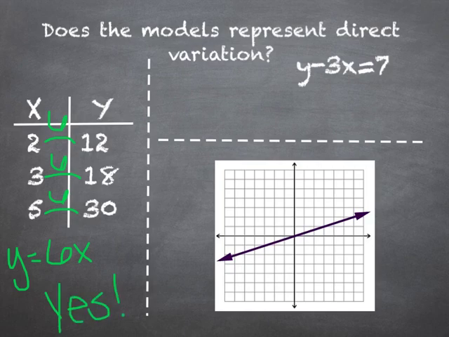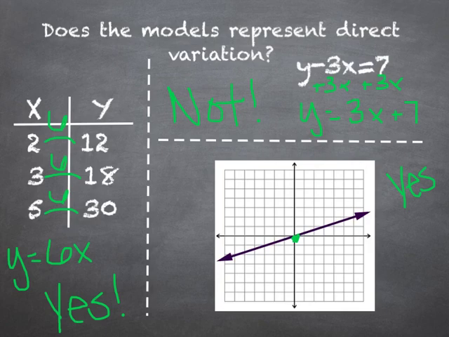Off to the top equation, is this direct variation? First we want to solve for y, get it to be a y equals equation. So we'll add 3x to each side, and we get y equals 3x plus 7. So even though this is an equation of the line, because we have that plus 7 there, it means it doesn't cross the y-axis at 0, so this one is not direct variation. And then looking at our graph, we have a line. It crosses at the y-axis, so yes, this is direct variation.